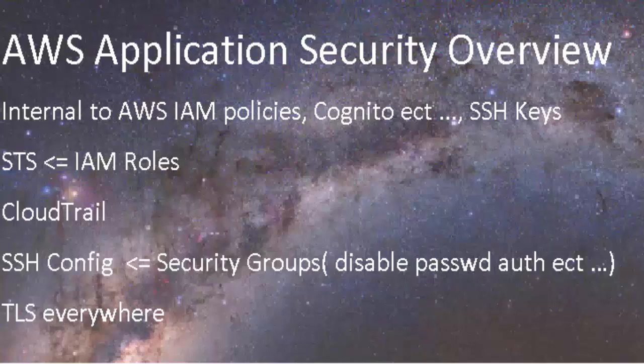When we set up an EC2 instance, we have an SSH configuration for the EC2 box. That is, we would typically disable password authentication, and we would set up a security group to whitelist IPs and disable various ports.